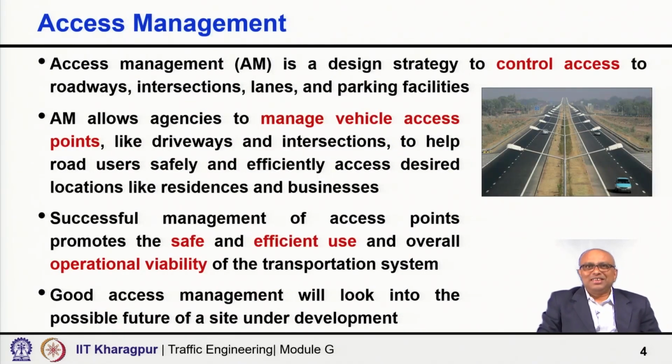What is access management? It is a design strategy to control access to roadways, intersections, lanes, and even parking facilities. Access management allows agencies to manage vehicle access points, for example, driveways and intersections, to help road users safely and efficiently access desired locations such as residences and businesses. When a road is passing through, people need to access the abutting land, because there may be residences, there may be businesses, and there could also be other vehicle access points, minor roads or other roads meeting this particular road.